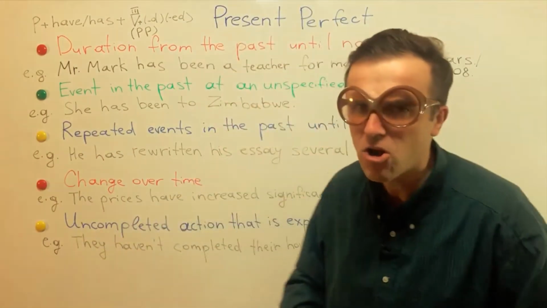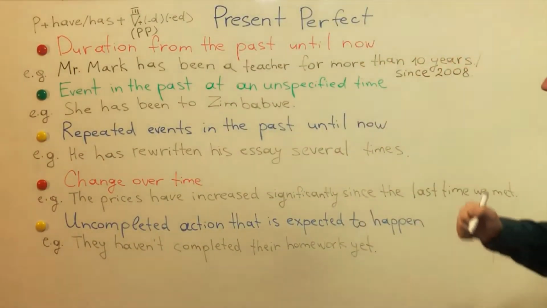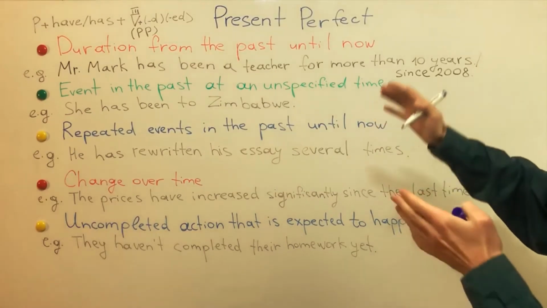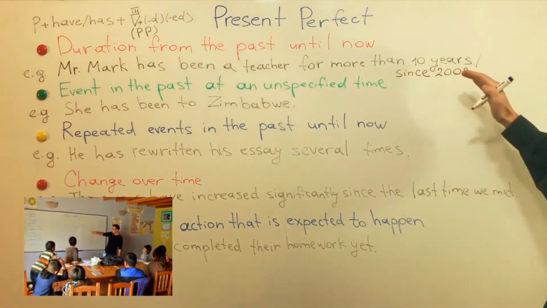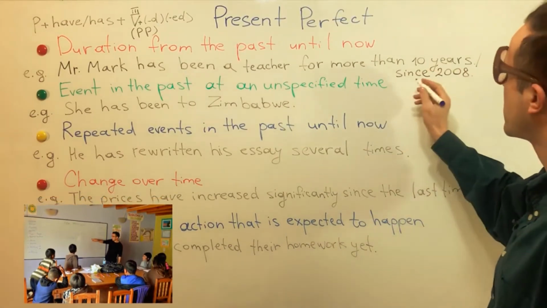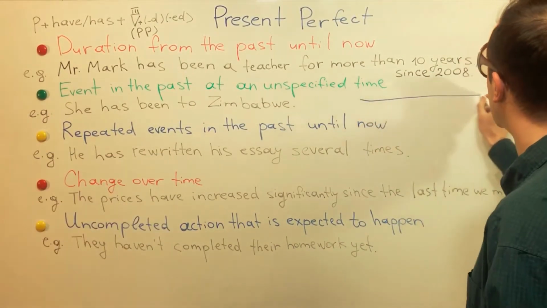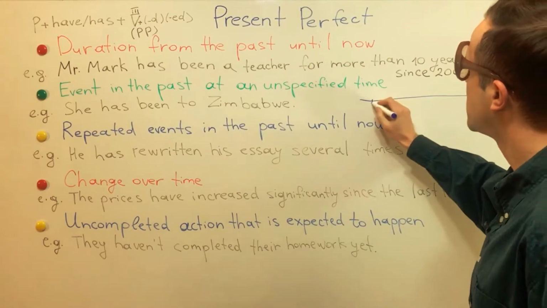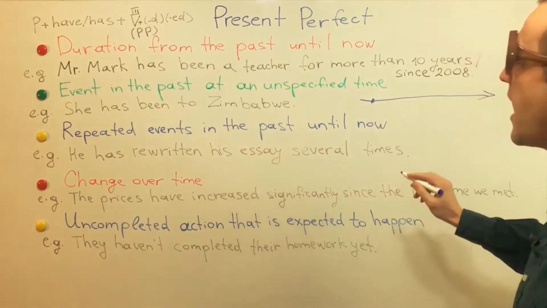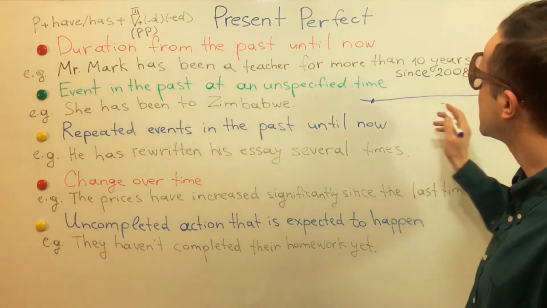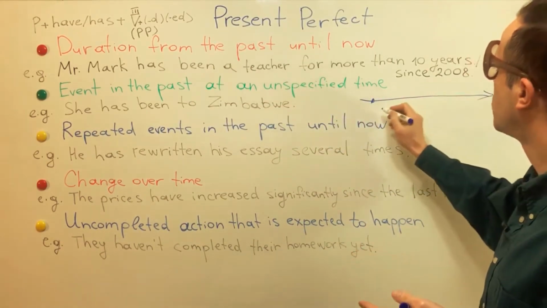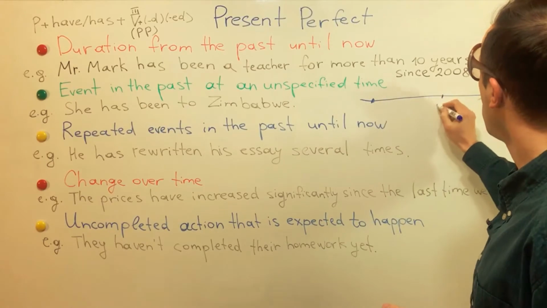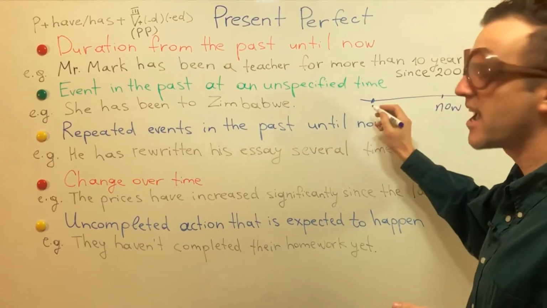So let's look at the graph. So for example, Mr. Mark has been a teacher for more than 10 years. So let's draw the graph. So here is the graph. Here is Mr. Mark, and he has been a teacher for 10 years. So he is now and 10 years ago.